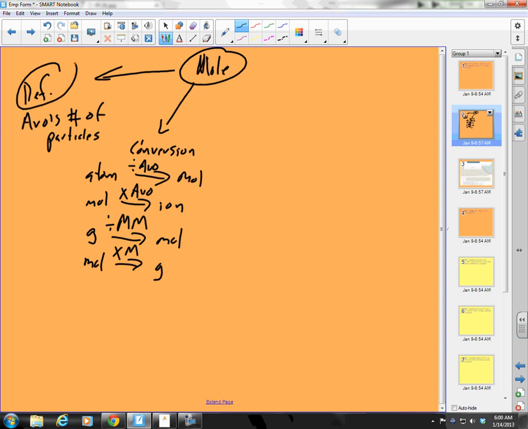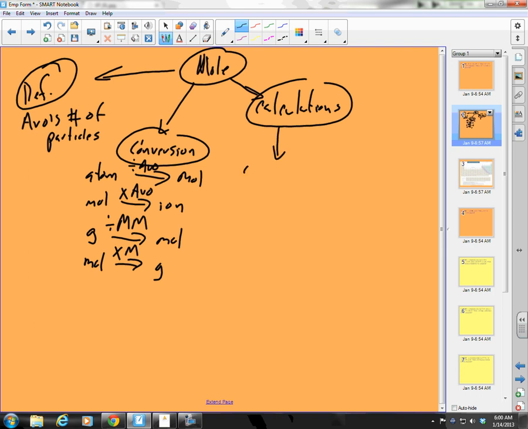So we've talked about definition, we've talked about conversion. Let's talk about some specific calculations that we can do involving the mole. One of those is something we call percent composition. And where do I always like to start with these kinds of things? We want to define what is percent composition.